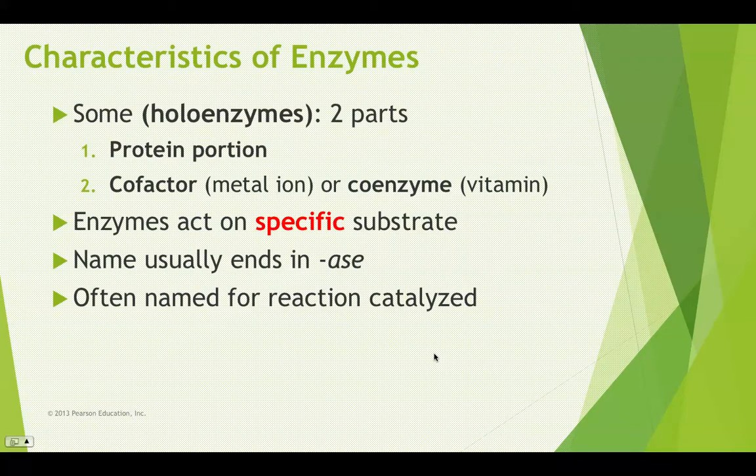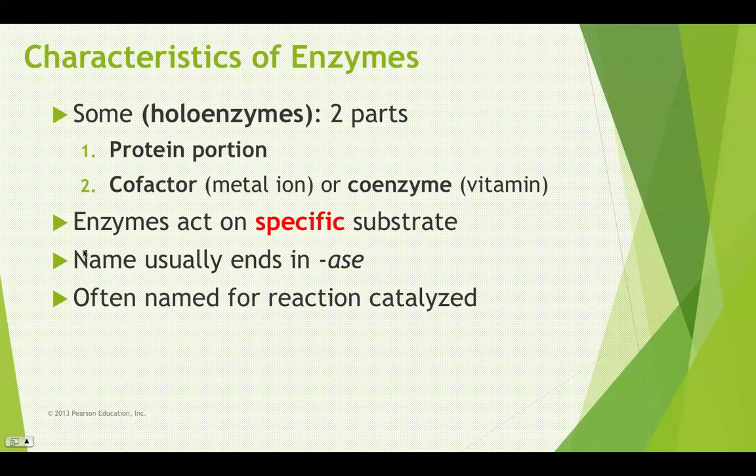Okay, enzymes, what are they? Some of them are holoenzymes, and that means they have two parts. There's a protein portion, and then there's a cofactor, often a metal ion or some type of a coenzyme, which is based on a vitamin. So if you were wondering why you need vitamins, vitamins are often associated with an enzyme, so a certain kind of chemical reaction facilitated by a specific enzyme.